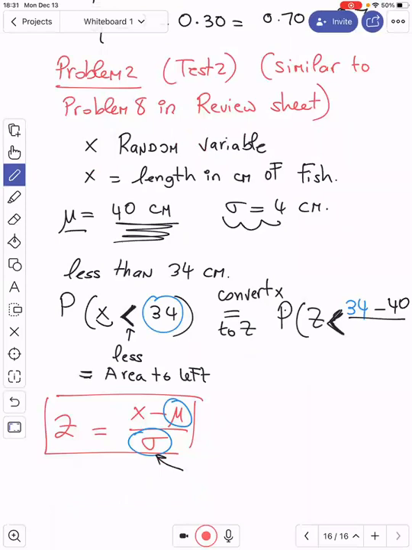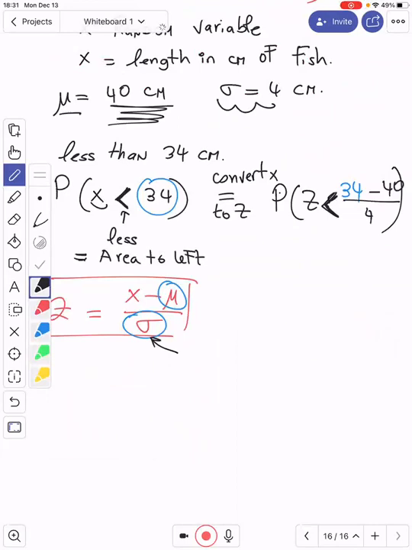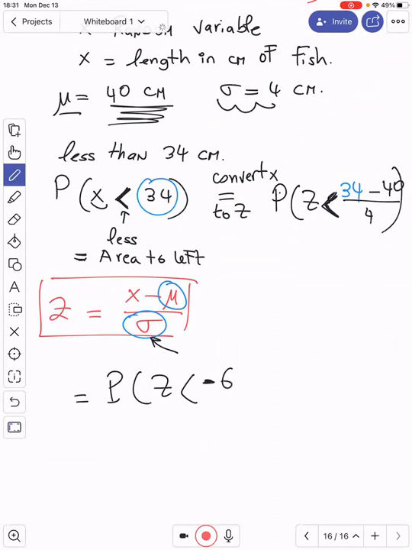So the 4 here, over 4. Just be careful, guys, it makes a difference here. The sign of z matters: 34 minus 40 is not the same as 40 minus 34, okay? It's important that you have the right sign here. So in this case, you have z less than 34 minus 40, which is negative 6. So it's not plus 6, it's negative 6 over 4. And 6 over 4 is 1.5. So this is the probability that z is less than negative 1.5.